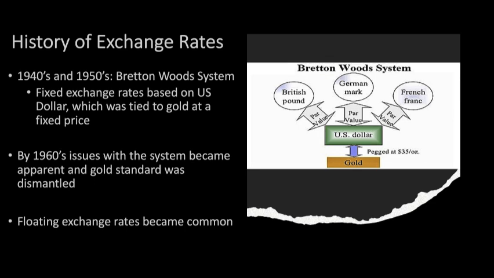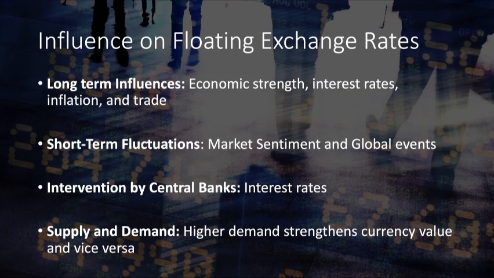US dollar. In 1971, President Richard Nixon ended the dollar's convertibility to gold, effectively dismantling the gold standard. By 1973, the Bretton Woods system had collapsed, and major currencies like the US dollar, yen, and pound began floating freely. So, what exactly influences these exchange rates now?